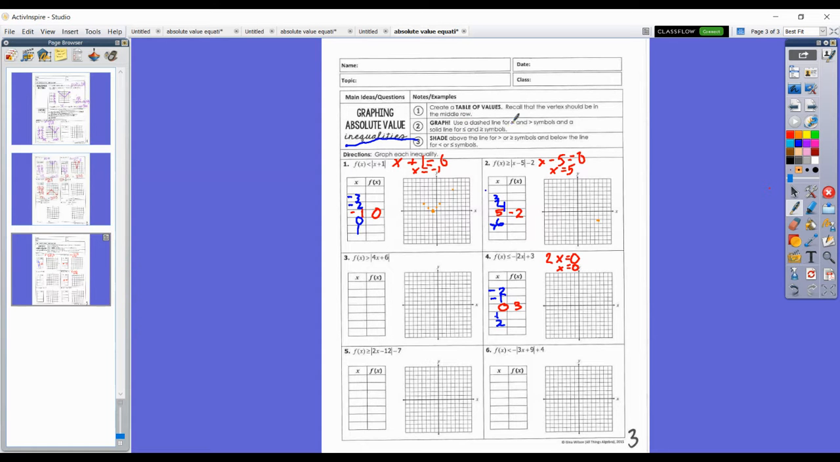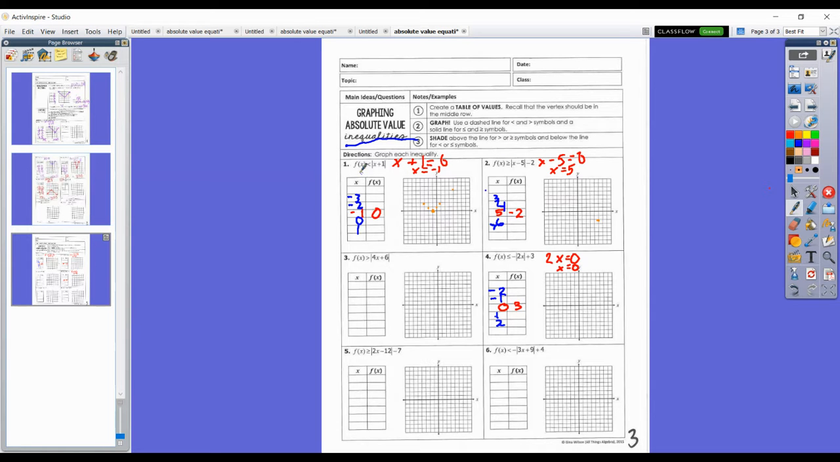A dashed line if we have less than or greater than symbols, and a solid line if we have less than or equal and greater than or equal to symbols. Because remember, the equal to part means it's solid. Shade above if we have greater than or greater than or equal to, and below the line or the absolute value function for less than or equal to symbols.